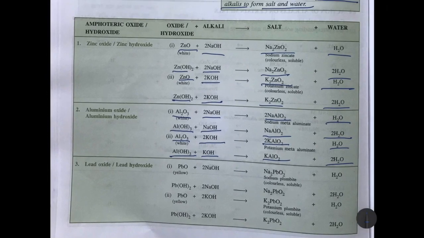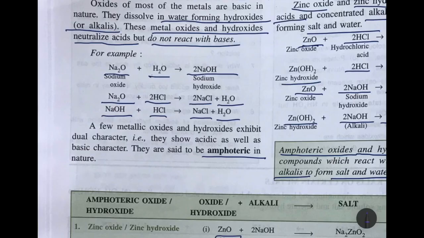Lead oxide, which is yellow in color, with sodium hydroxide forms sodium plumbite, which is colorless and soluble, and water. Lead hydroxide with sodium hydroxide again forms sodium plumbite, which is colorless and soluble, and water. Lead oxide again, which is yellow in color, with potassium hydroxide or lead hydroxide with potassium hydroxide forms potassium plumbite and water. So analytical chemistry is completed, children.